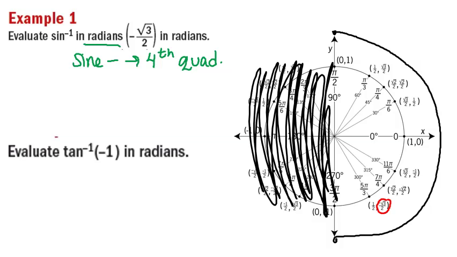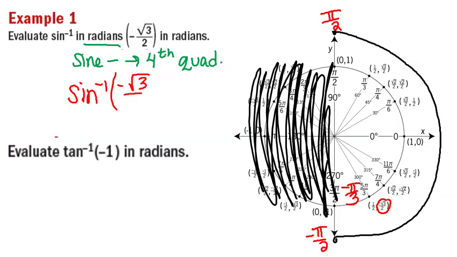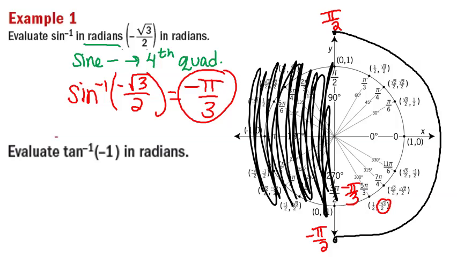So on my circle it says 5 pi over 3, but I know that this is really negative pi over 2. This is positive pi over 2. So if I'm going backwards from the x-axis, I need to count by negatives. So instead of writing my answer as 5 pi over 3, I would write negative pi over 3. So my final answer here, sine inverse of negative root 3 over 2 is equal to negative pi over 3.